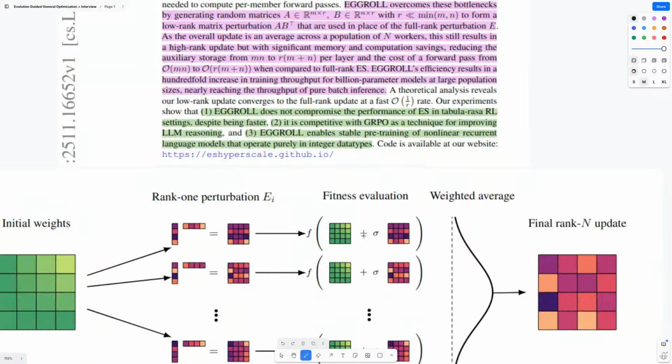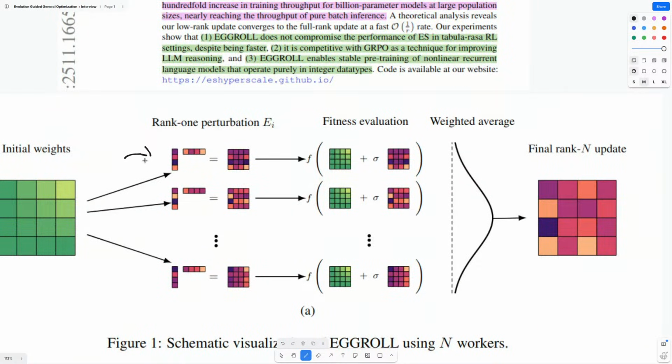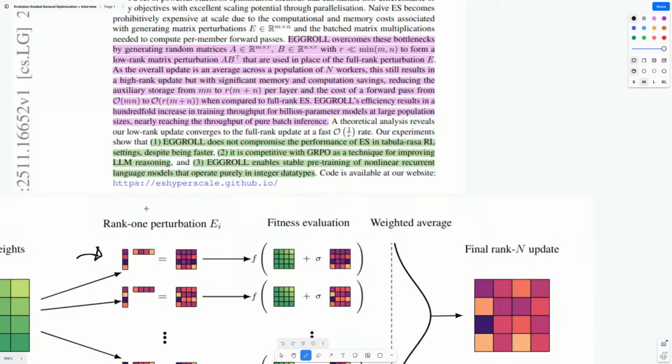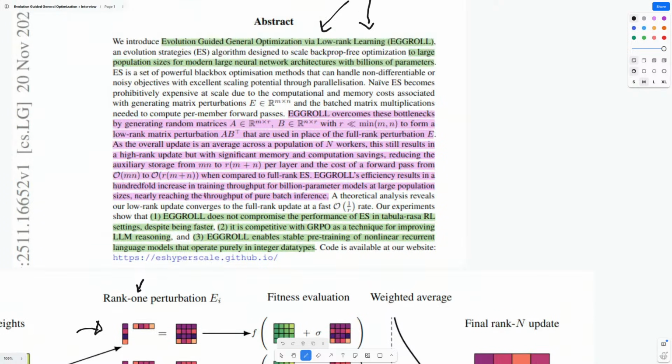So this is the idea, and because you're doing this low rank thing over there, you get much more speed up than if you were to do it directly on the bigger matrix. The rank needs to be smaller, but here you can do it on rank 1, and it's still performing quite well.